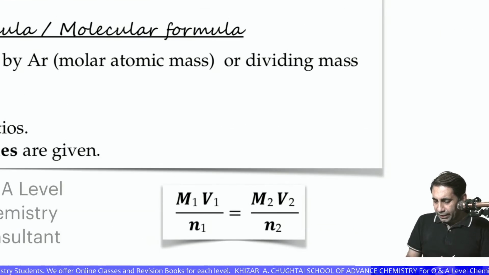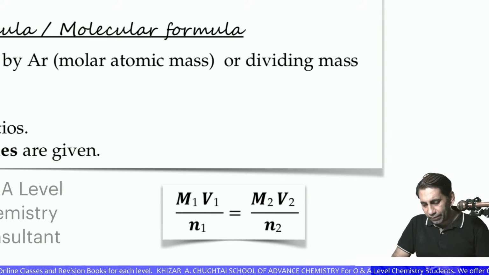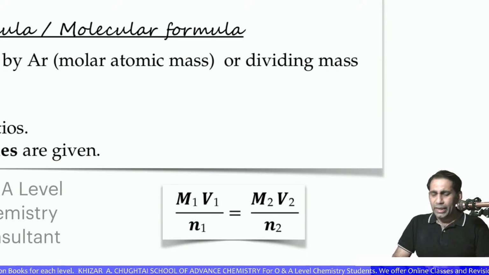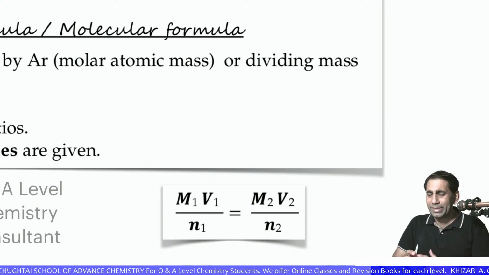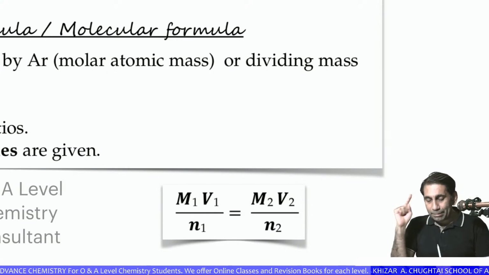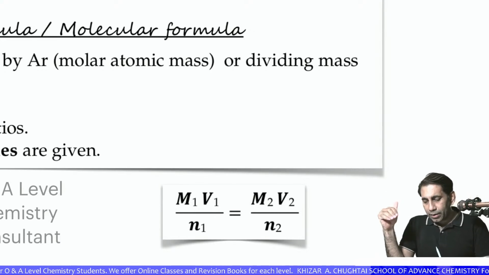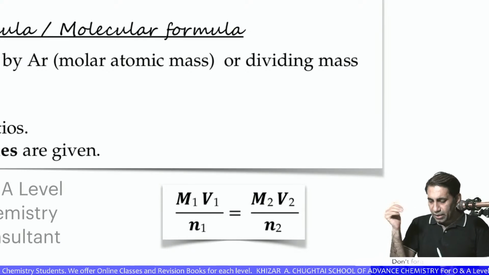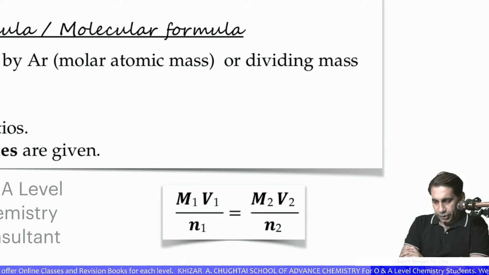Here is another formula, concentration into volume over number of moles: M1 into V1 over N1 is equal to M2 V2 over N2. It's a specific formula that is used for titration reactions. If an acid is going to react with a base or with an alkali, you can use this formula to find the missing concentration or the missing volume, and the number of moles must be given. I mean, N1 and N2 are taken from the balanced chemical equation.